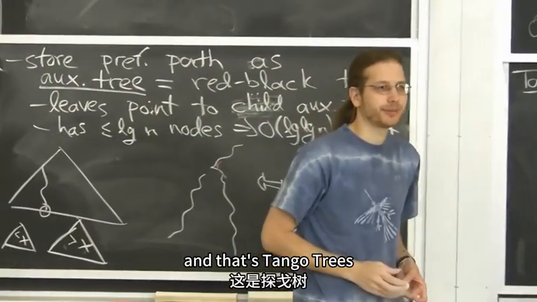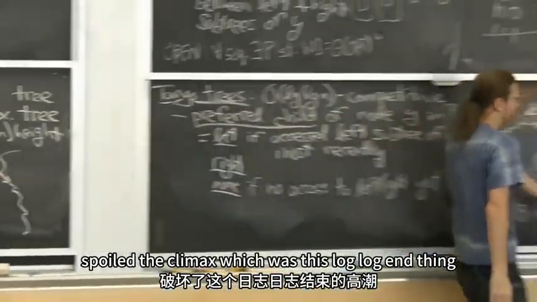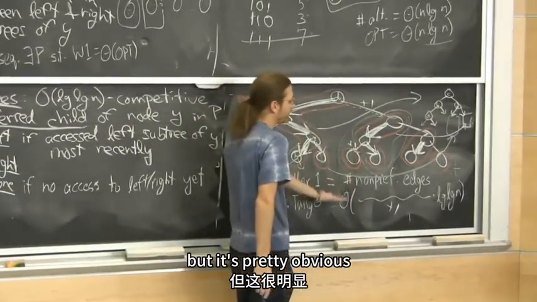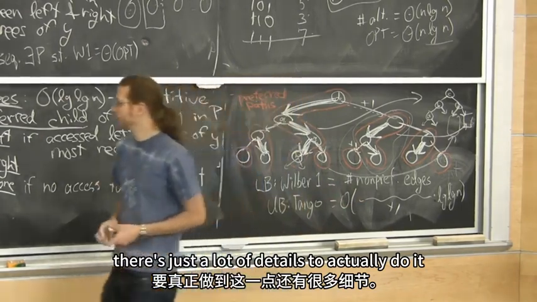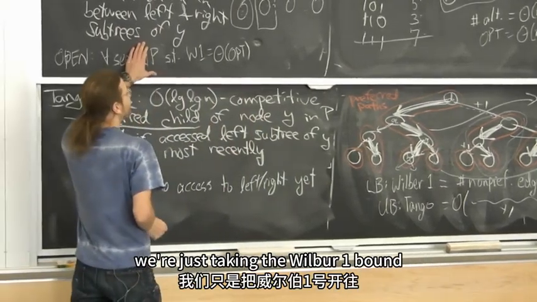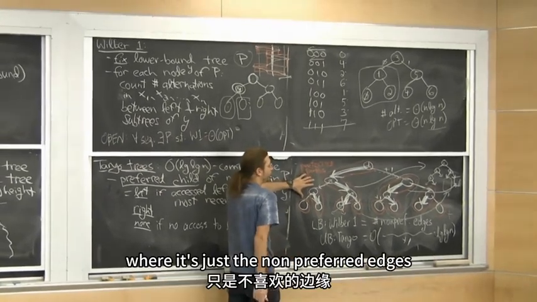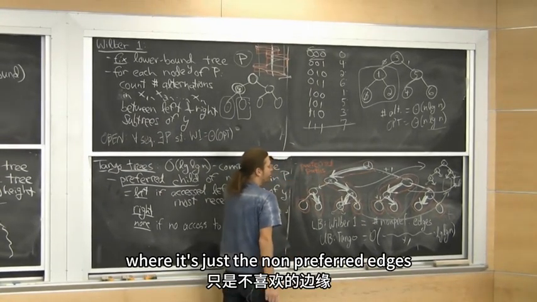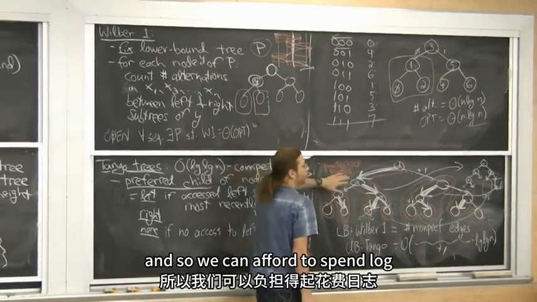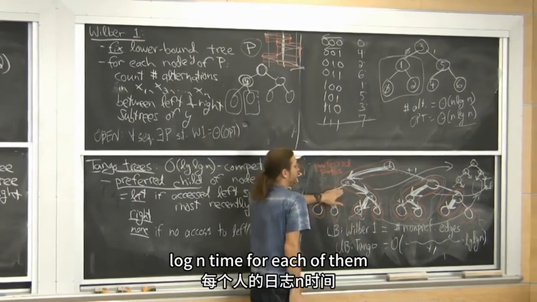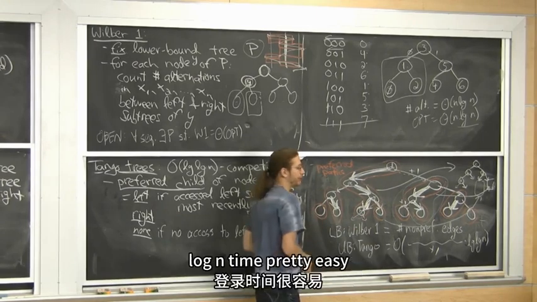And that's Tango trees. I already spoiled the climax, which is this log n thing, but it's pretty obvious how to get there. There's just a lot of details to actually do it. We're just taking the Wilber 1 bound, recasting it in terms of this preferred path thing, where the non-preferred edges are what Wilber 1 counts, and so we can afford to spend log n time for each of them. And the paths themselves only have log n nodes, so you can search through them in log n time. Pretty easy.